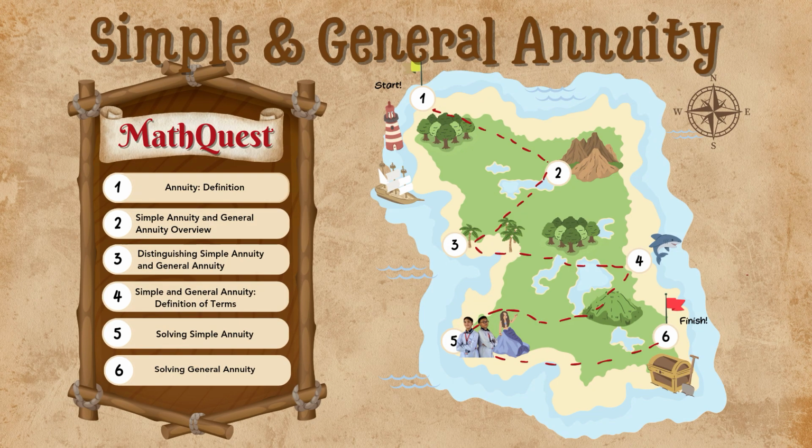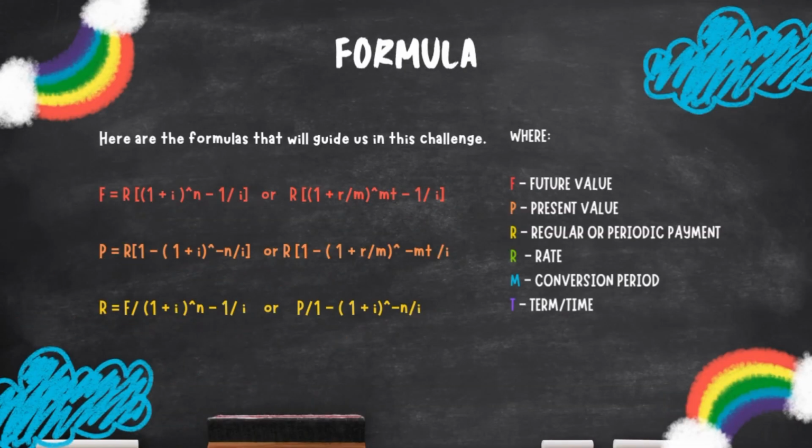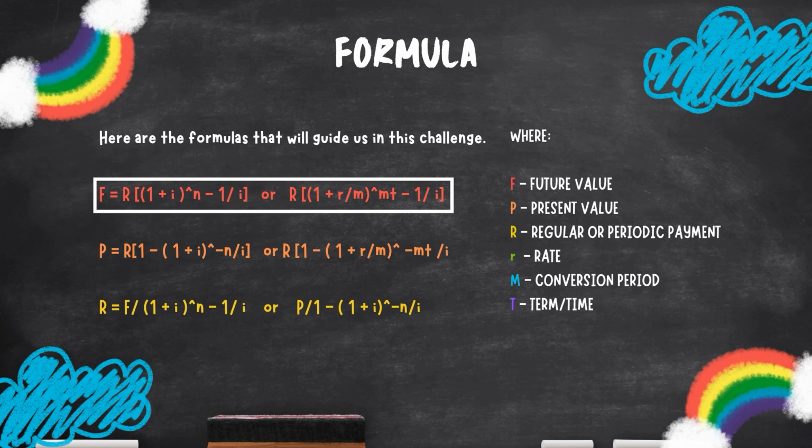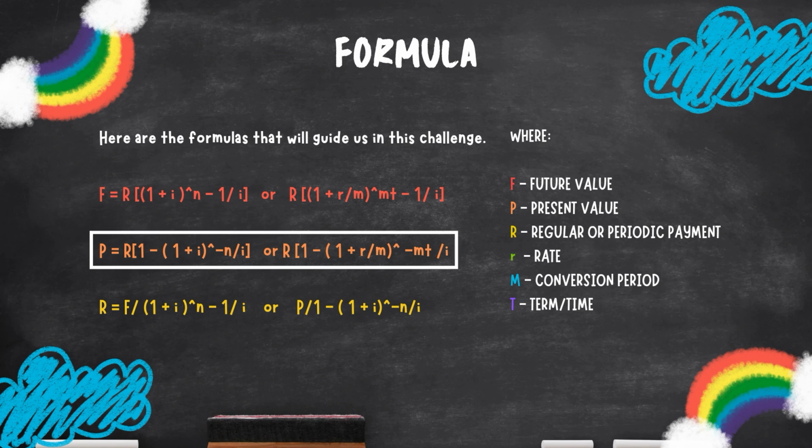Now let's proceed to the part where we solve simple annuities. But of course, we will need the formulas that will guide us in this challenge. In solving the future value of a simple annuity, we have R times (1 plus r over m) raised to the power of m times t, minus 1, divided by i. Or simply, R times (1 plus i) raised to the power of n, minus 1, divided by i. While in solving for the present value of a simple annuity, we have R times 1 minus (1 plus r over m) raised to the power of negative m times t, over i, or R times 1 minus (1 plus i) raised to the power of negative n, over i.